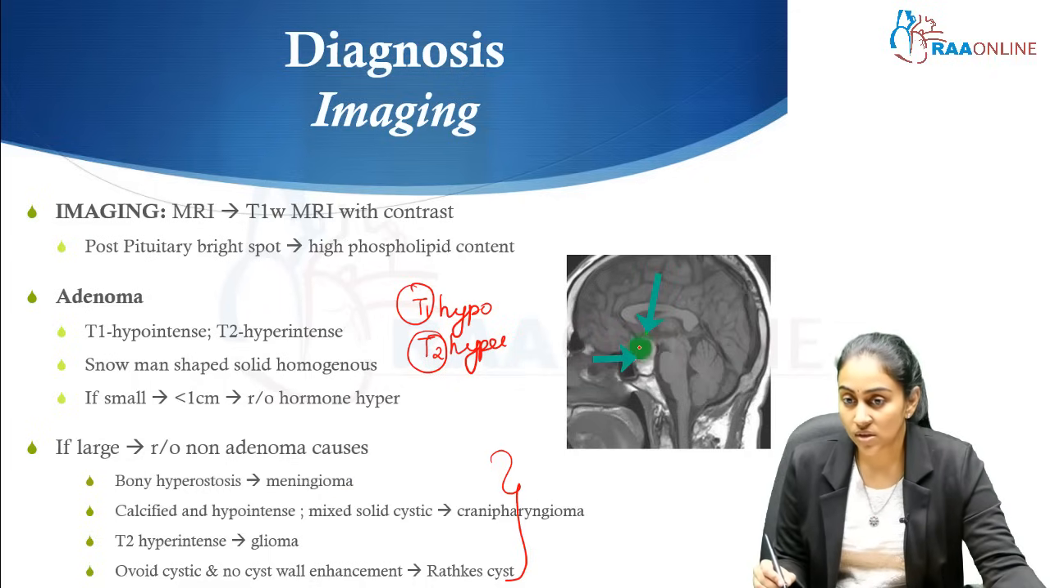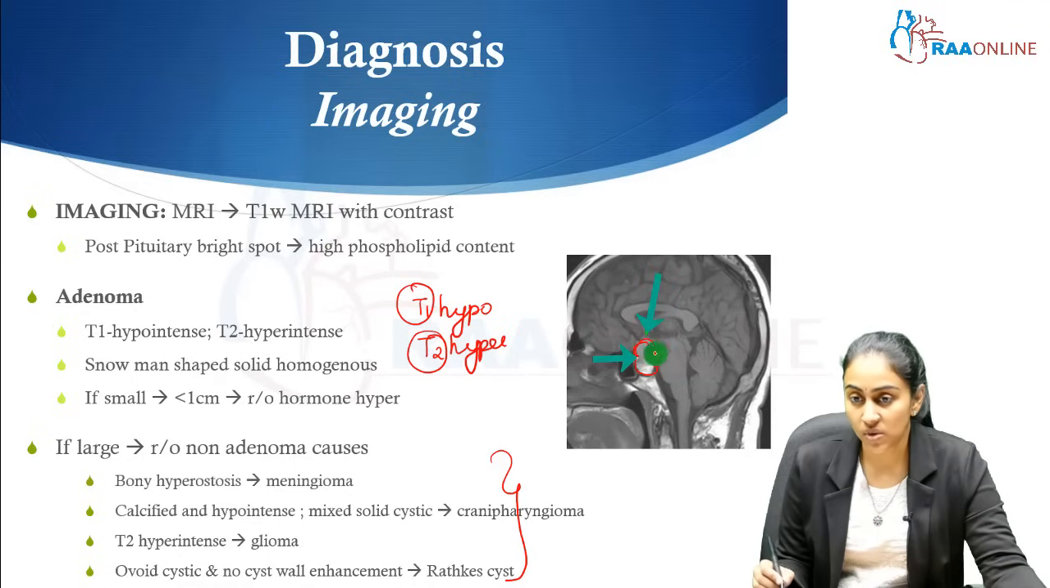So this is how it is seen. Here you are able to see the almost snowman shape of the tumor. This is how the pituitary adenoma is seen.